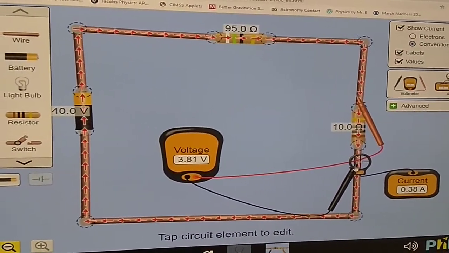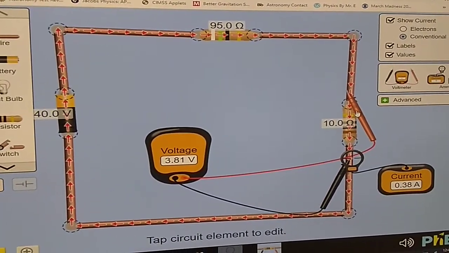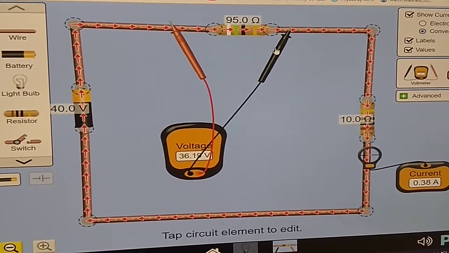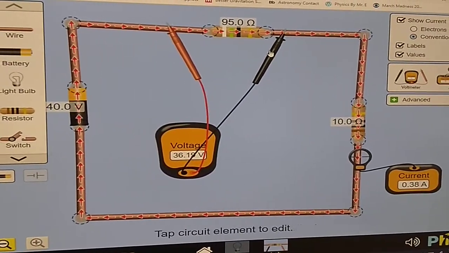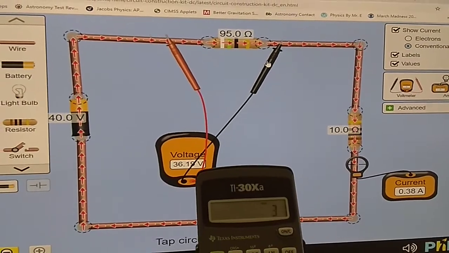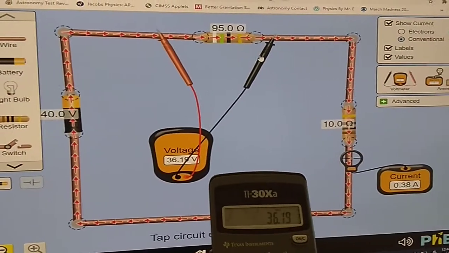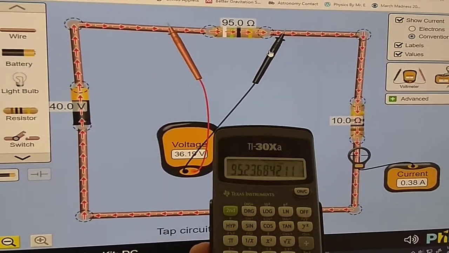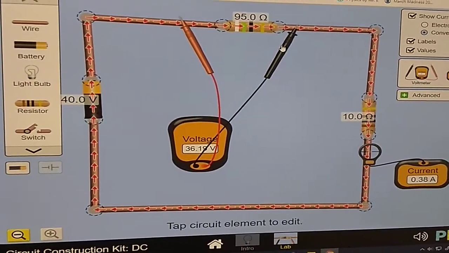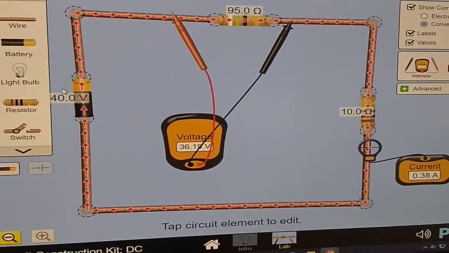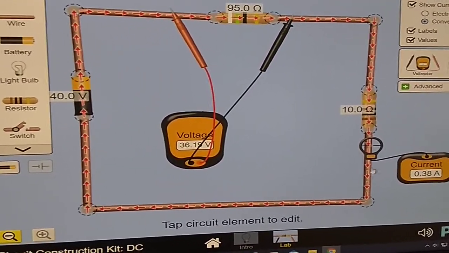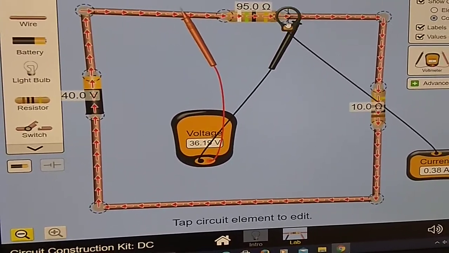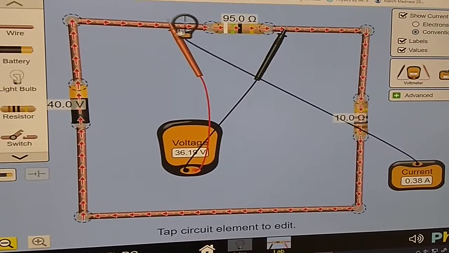Let's try it for the other one. The voltage drop for this second resistor is 36.19. So I do 36.19 divided by the current of 0.38, and we get 95, and that is the resistance. Oh, and by the way, take a look at the current here. Notice that the current seems to be approximately the same everywhere. It's always about 0.38. Doesn't change.